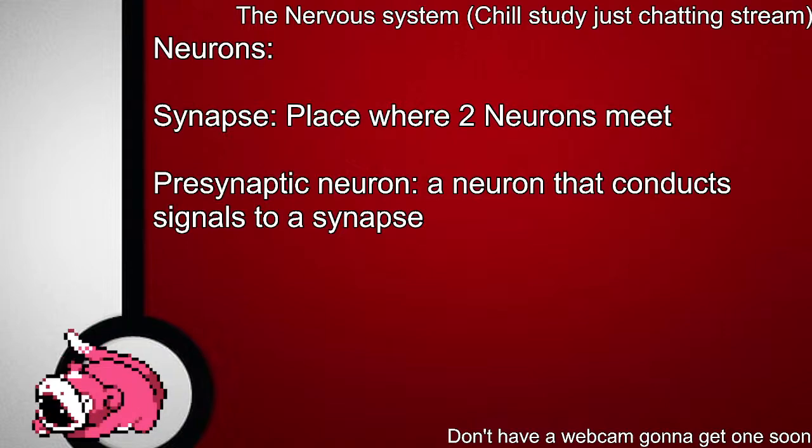Okay, one more time. Presynaptic neuron is a neuron that conducts signals to a synapse. I'm closing my eyes right now, so I try to remember. Presynaptic neuron is a type of neuron that conducts signals to the synapse. To a synapse, yep.